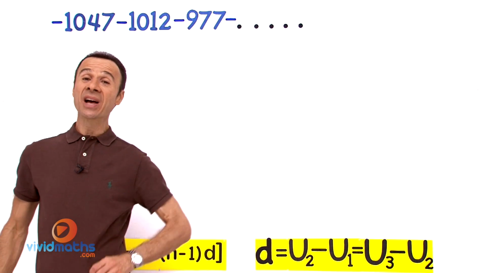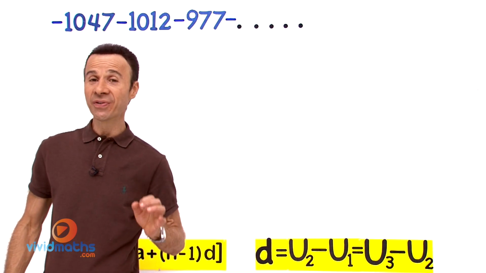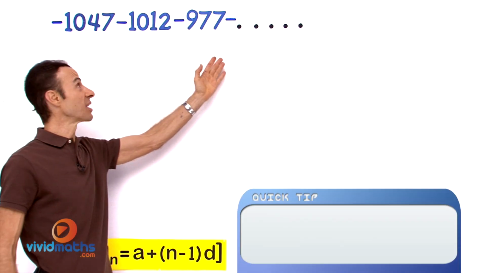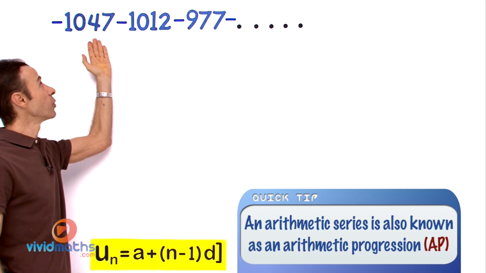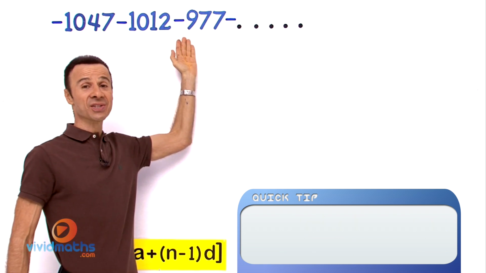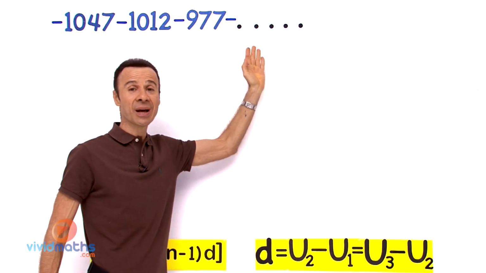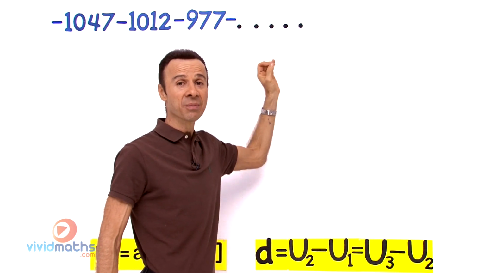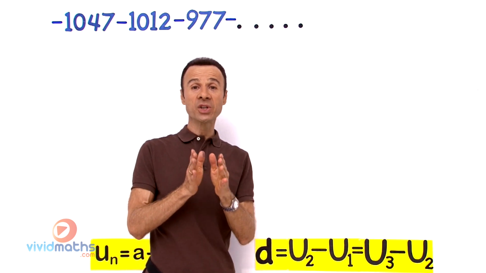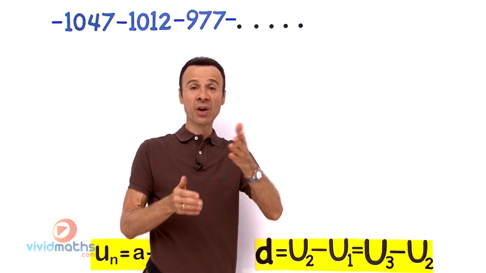All right, guys, we are asked to find the first positive number for this arithmetic series. It starts off at negative 1047, minus 1012, minus 977, and so on. These numbers are actually getting bigger and bigger because they're negative, and what we want to find is the first positive number, just when it changes from negative to positive.